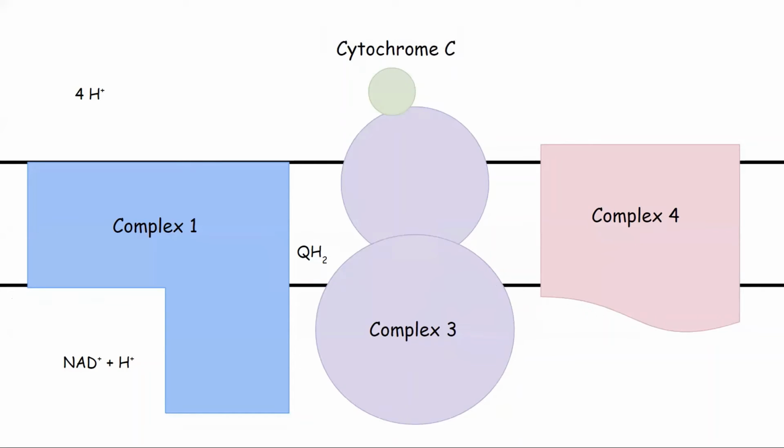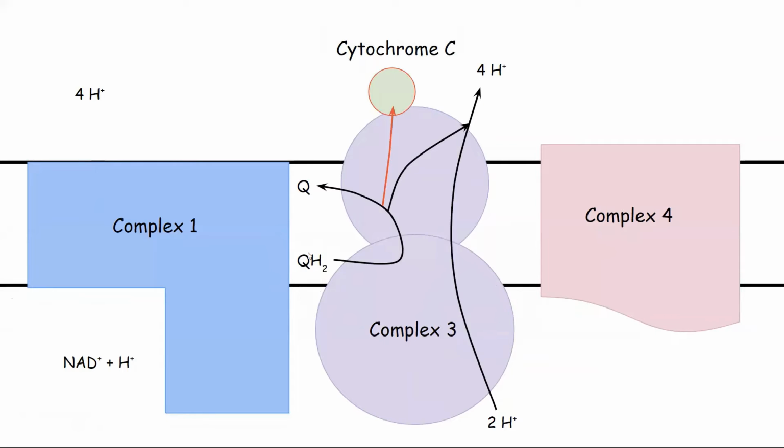So this is what we have at the end of the first step. We have the 4 hydrogens that we've pumped across the membrane, the NAD plus H plus that we've created, and the ubiquinol that we've created as well. So in the next step, we're going to convert this ubiquinol back to ubiquinone. And the electrons that are released from this process will go up into the cytochrome C. These 2 hydrogens are going to be released across the membrane, as well as 2 more hydrogens from down there.